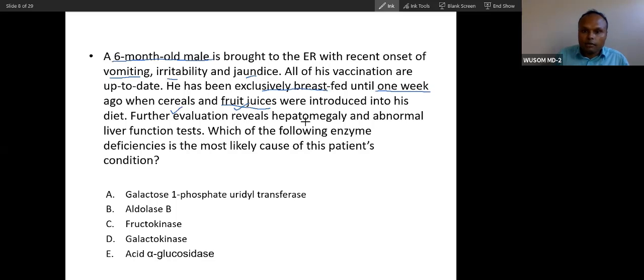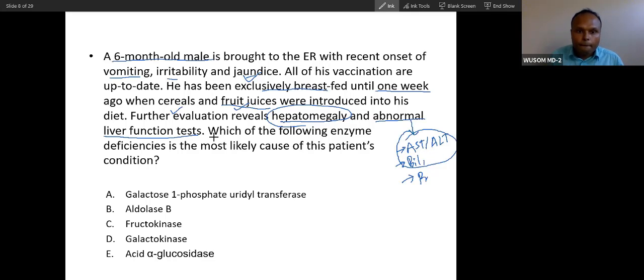Further evaluation revealed hepatomegaly in the child and abnormal liver function tests. What are the liver function tests? Enzyme tests, AST, ALT, and bilirubin, so you can see jaundice here, and then protein tests. We will talk about that in this unit. AST, ALT, and bilirubin are abnormal in this baby. So which of the following enzyme deficiencies is the most likely cause of the patient's condition?